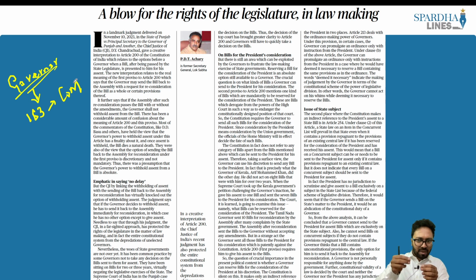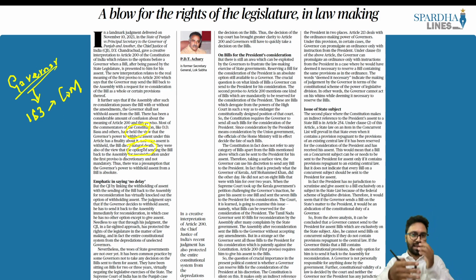And the minute he does not give assent, he holds on to the bill. It ultimately culminates in that bill lasting with him for a very long period of time. This is sometimes called a pocket veto. He does not respond to it, and ultimately this bill will fall flat. So a number of constitutional thinkers, like the commentators of the provision such as D.D. Basu, have held the view that the governor's power to withhold assent under this article has a finality about it, and once the assent is withheld, the bill will die a natural death.